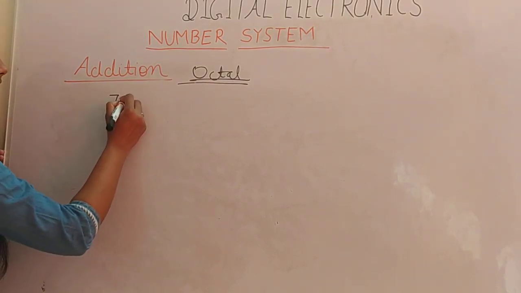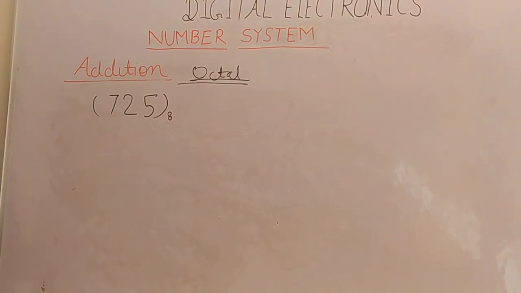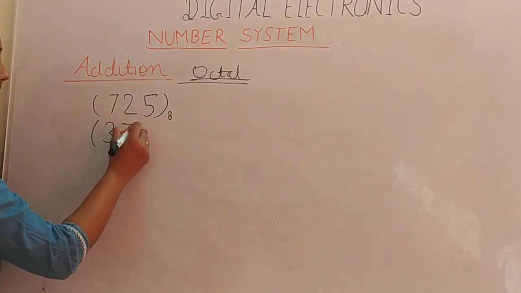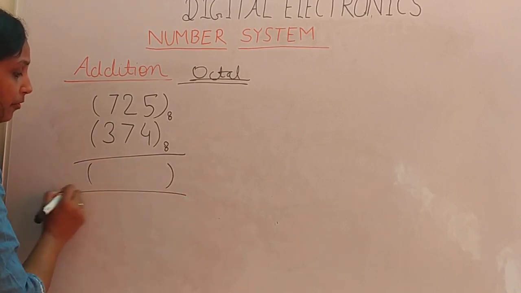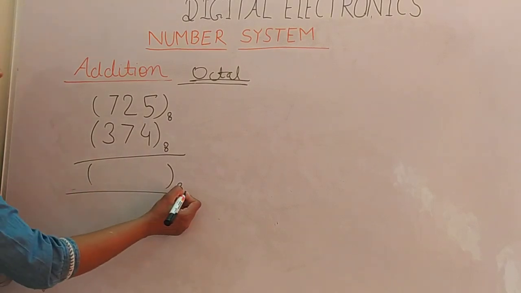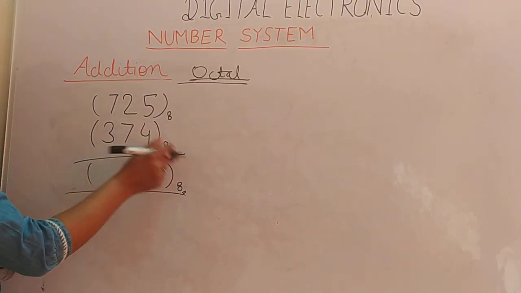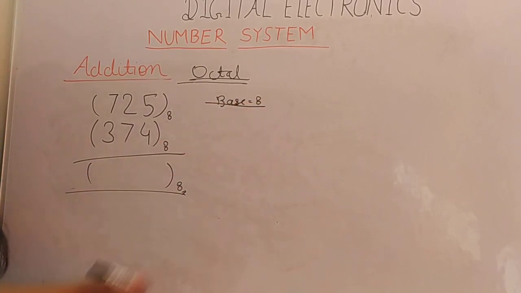Suppose we want to add 725, which is an octal number, and 374. Both are octal numbers and we want the answer in octal. This is the base of the octal number system, so we write here that the base is 8.